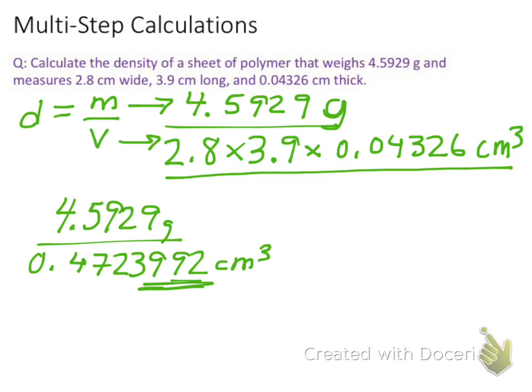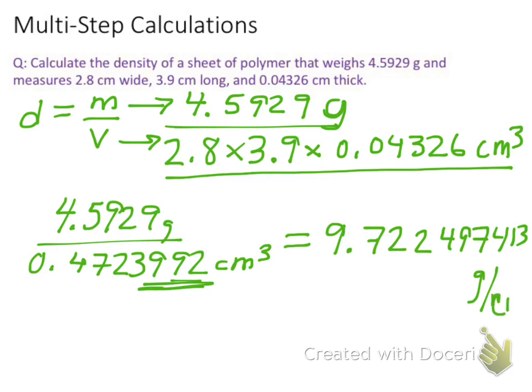So I've done the multiplication in the denominator. The numerator is there. The next step is simply to divide the numerator by the denominator. And so I get in my calculator 9.72497413. Oh my goodness. The units are grams per cubic centimeter. And now we have to talk about the significant figures.